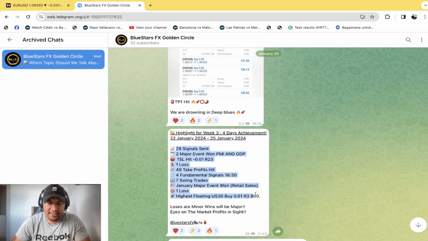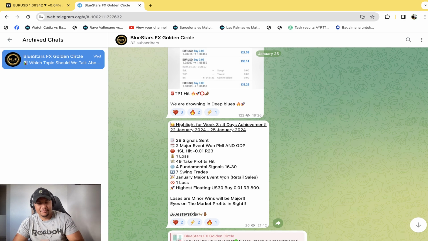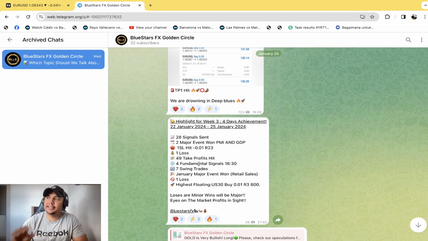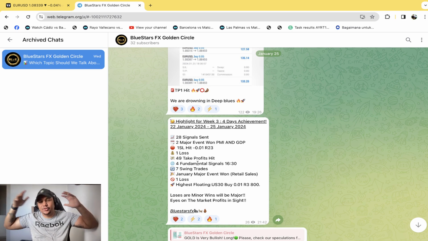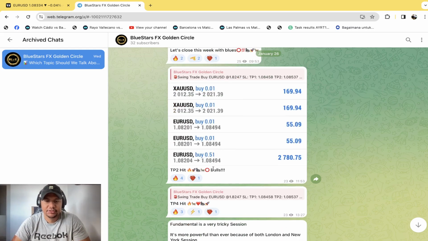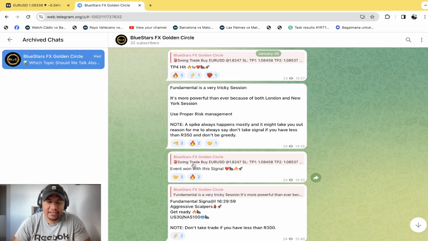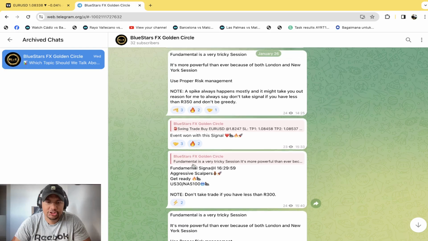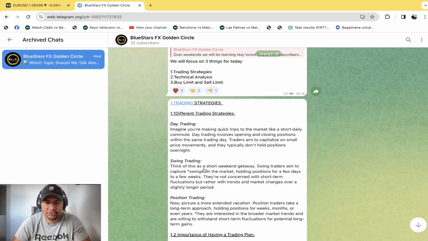Yes, 28 signals were sent, 2 major events, one stop loss hit, which according to them is a 23 rand. But you see how difficult it is to calculate, because look at that GU trade. That GU trade was running in a drawdown for at least 2 weeks before it got into profit. Fundamental signals are very tricky.